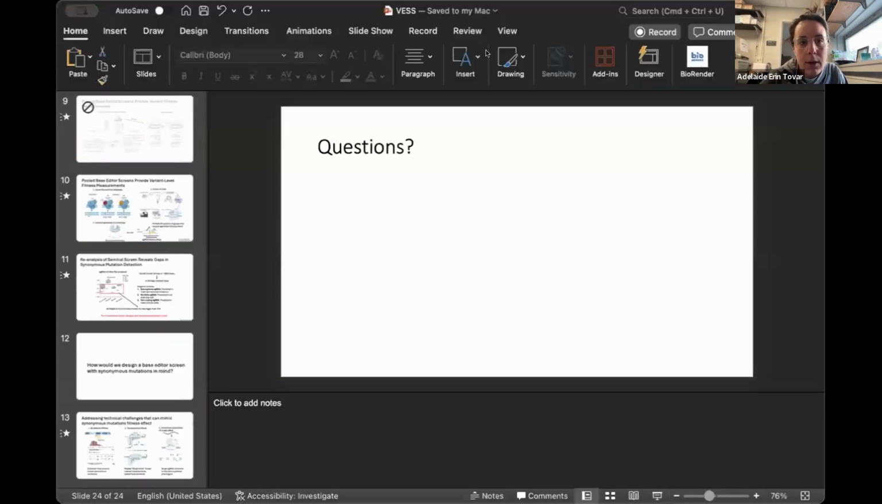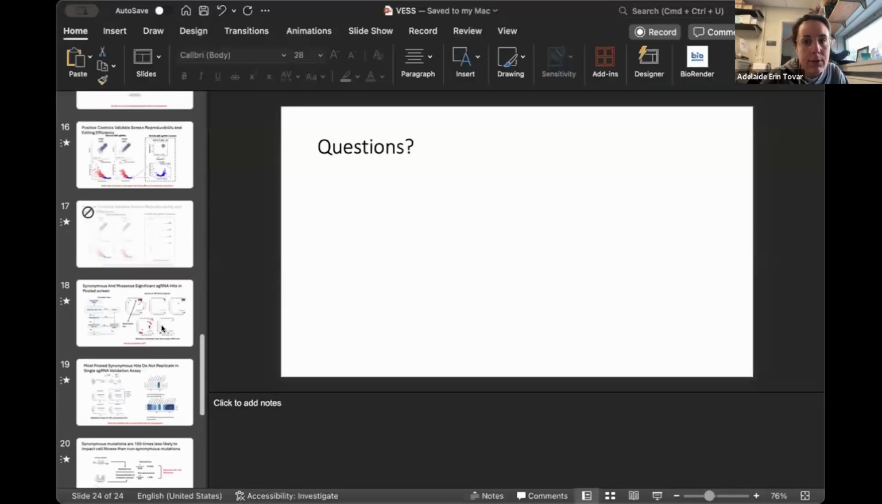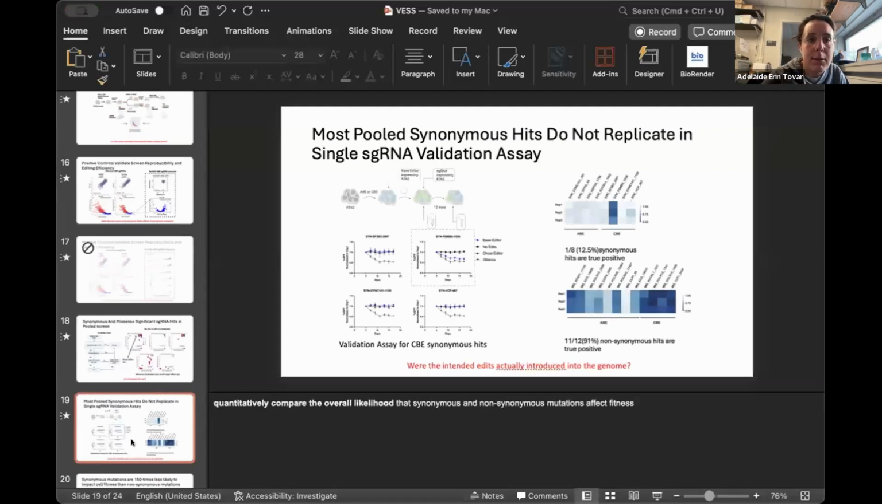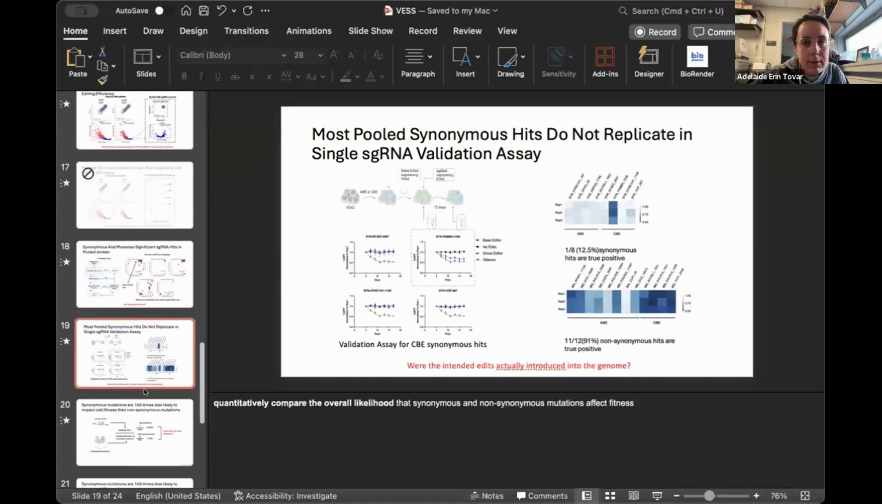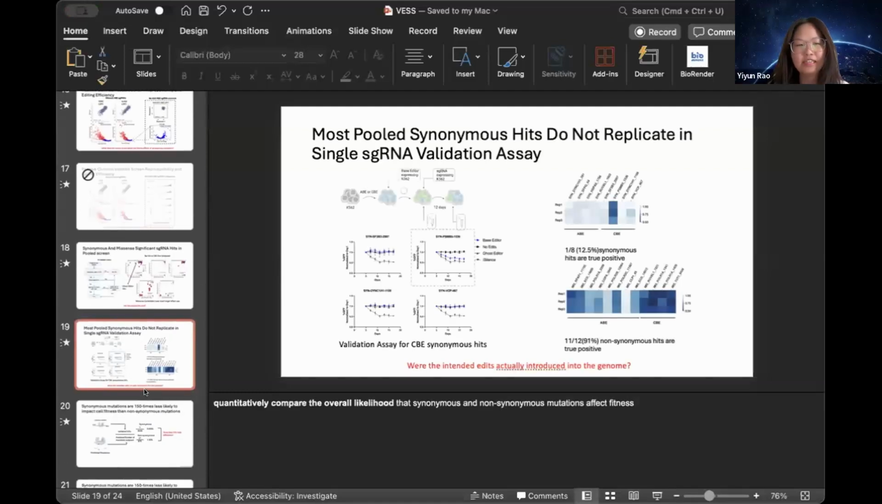So our first question is from Katie, who asks, do you have any ideas about how the single synonymous hit that you found is impacting fitness? So we are looking into that, and that is one of the future directions. But one possible mechanism we observe is that it seems to disrupt the binding of one of the splicing factors, and that is one of the directions we are looking into.